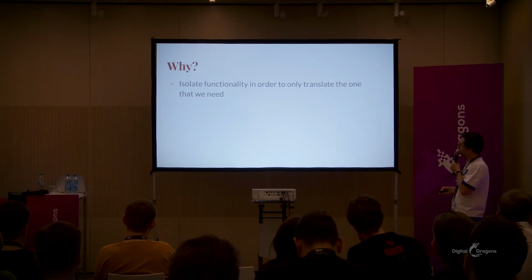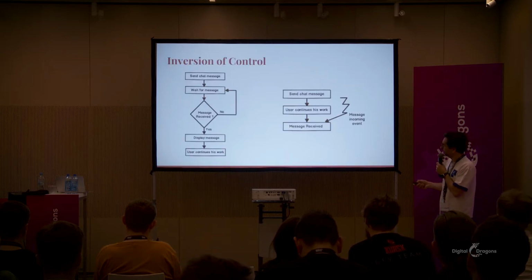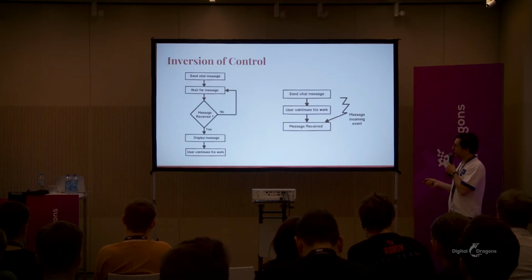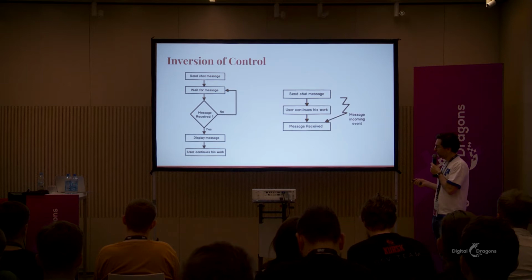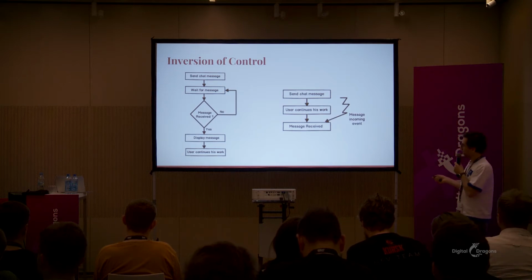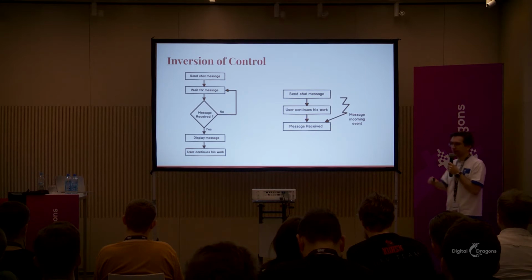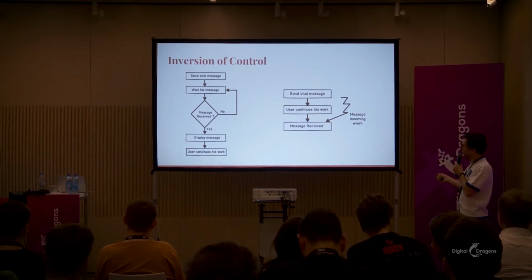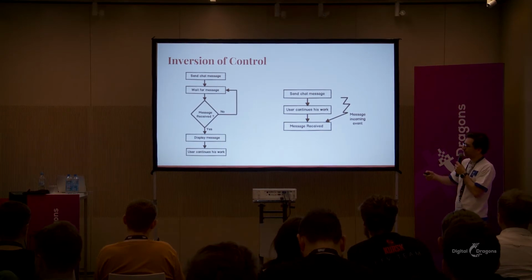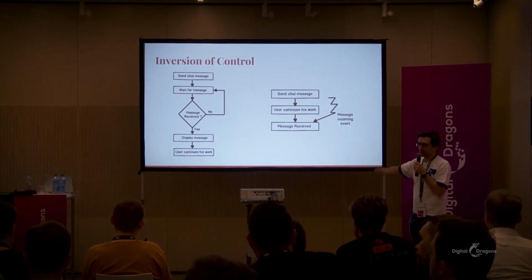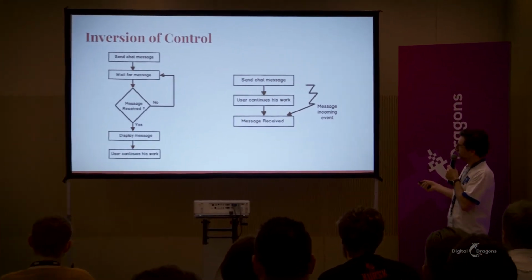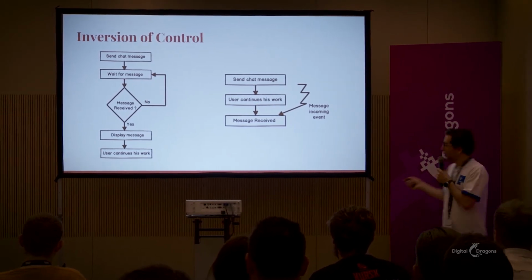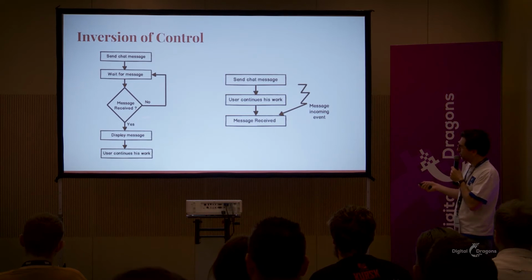Because it isolates functionality in order to translate the one that we needed. The next design pattern is inversion of control. So instead of having the traditional sequential flow of the game, we can have a flow that is completely not aware or not using the features that we need to inject. This functionality about injecting will be external, and then we can have the control of this external functionality coming from outside.